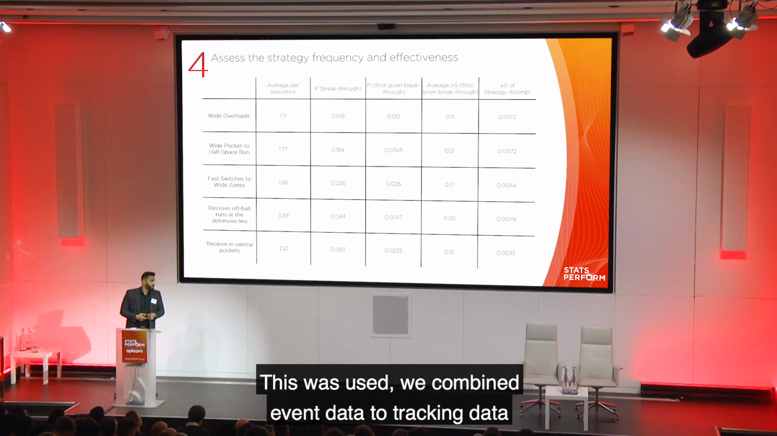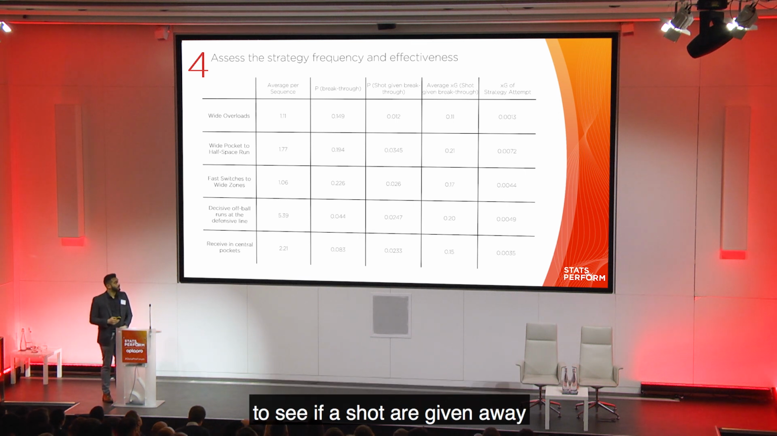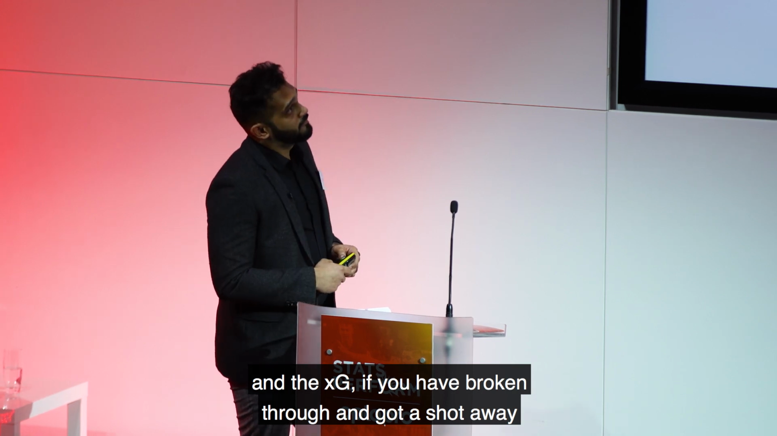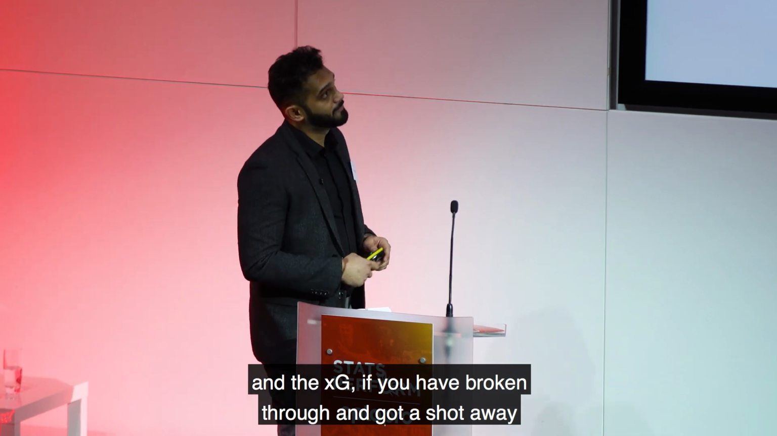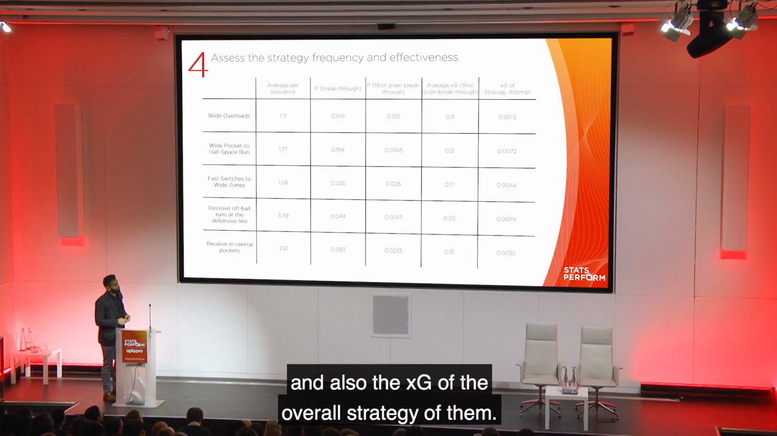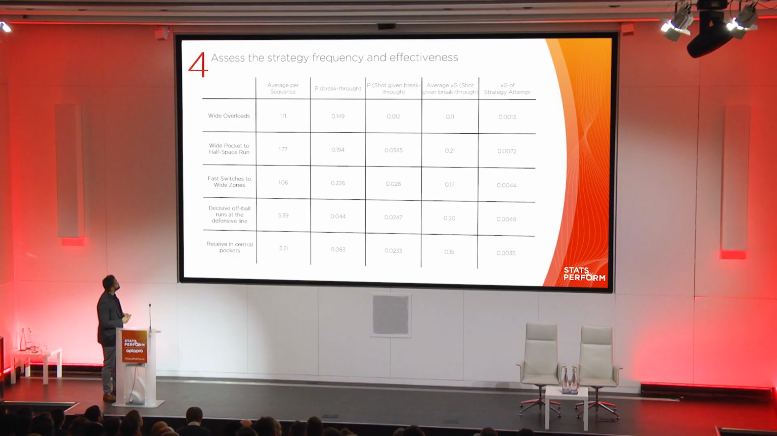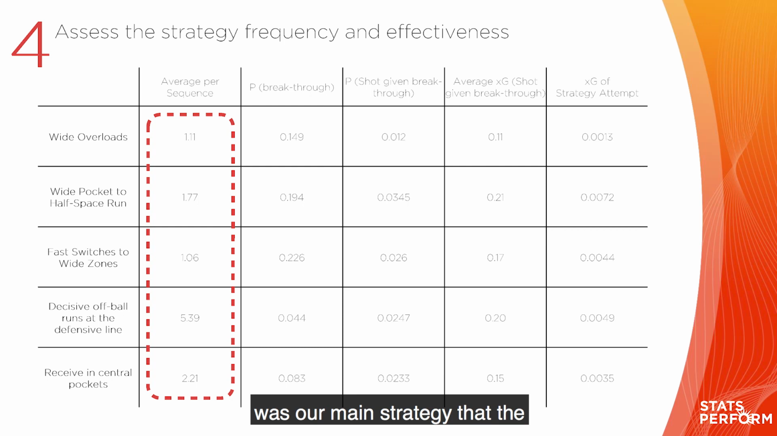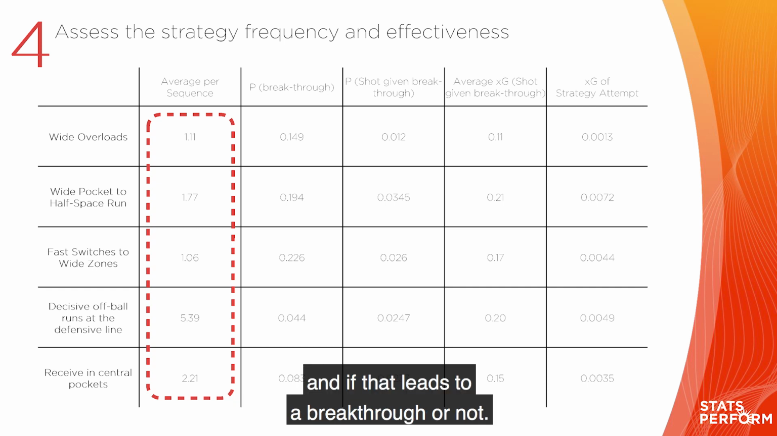We combined event data with tracking data to see if a shot was given away, and the XG if we have broken through and got a shot away, and also the XG of the overall strategy attempt. What's interesting here is that reception in central pockets was our main strategy. The coaches said that we should receive in central pockets and then play out balls, and see if that leads to a breakthrough or not.